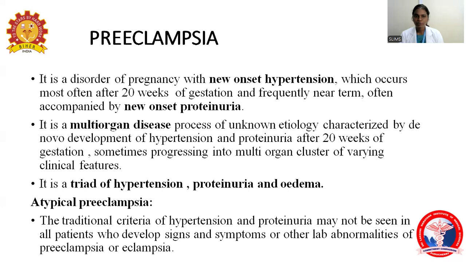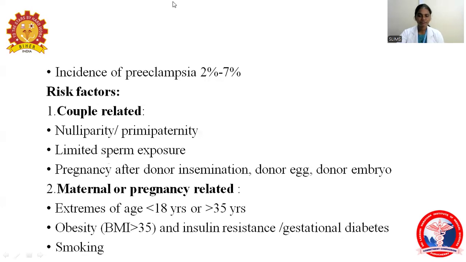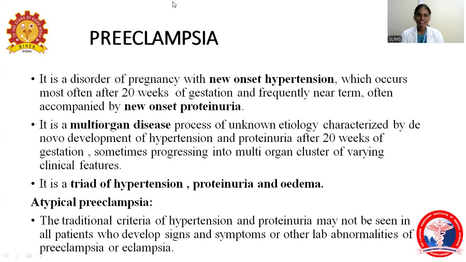So we come to the proper part, preeclampsia. It's a disorder of pregnancy with new onset hypertension, which occurs most often after 20 weeks of gestation and frequently near term. It's often associated with proteinuria. It's a multi-organ disease process of unknown etiology characterized by de novo development of hypertension and proteinuria after 20 weeks of gestation, sometimes progressing to a multi-organ cluster of varying clinical features.